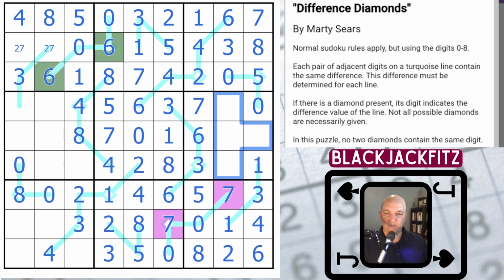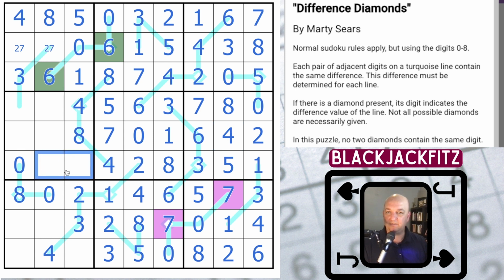We are on the home stretch here, I think. Famous last words. 2, 4, 5, and 8. Get a little naked single here for an 8. Gives us a 2, 5, and 4. Now we should be able to finish these kind of. Well, let's just do these two.